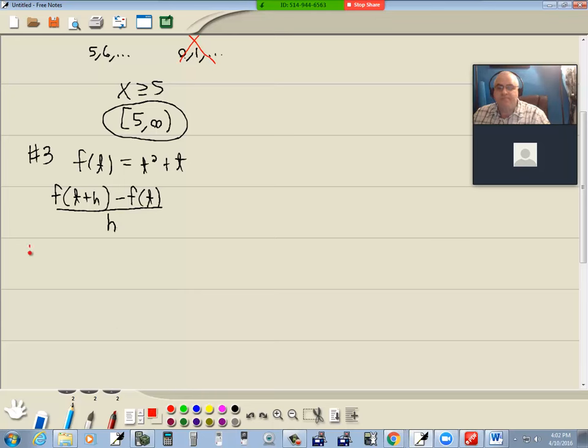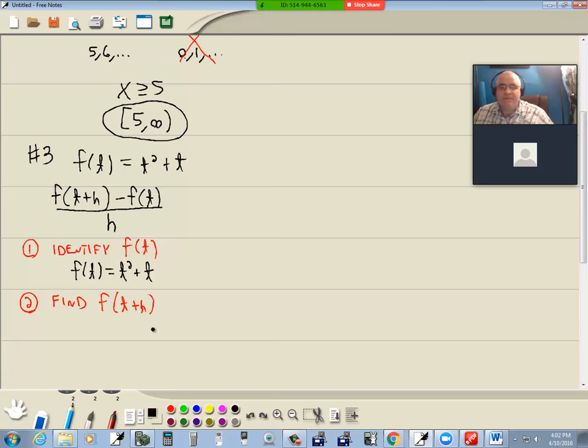Well, our first step is we want to identify f of t. Well, that's easy. f of t is given. I didn't used to include that as a step until I had students ask me, how do you find f of t? That I decided I should actually state that as a step. But f of t is always just given. Our second step, we want to find f of t plus h.